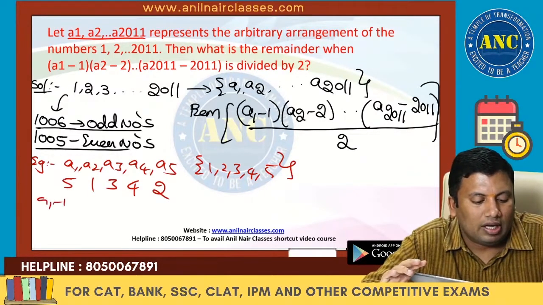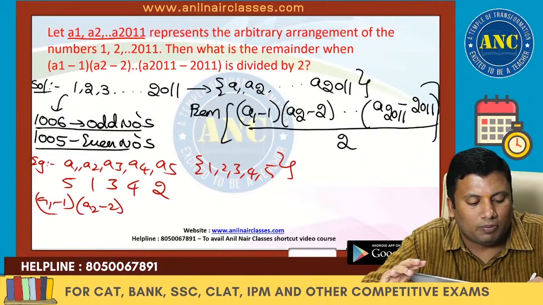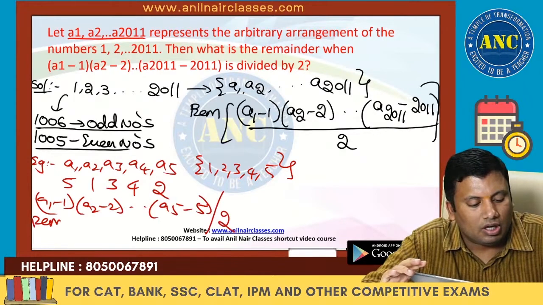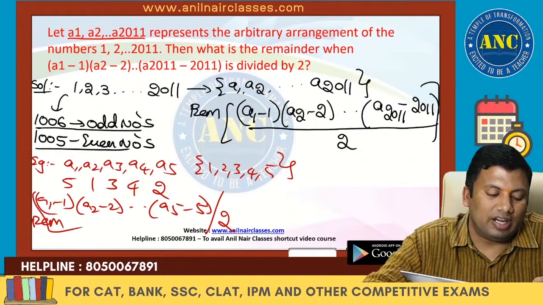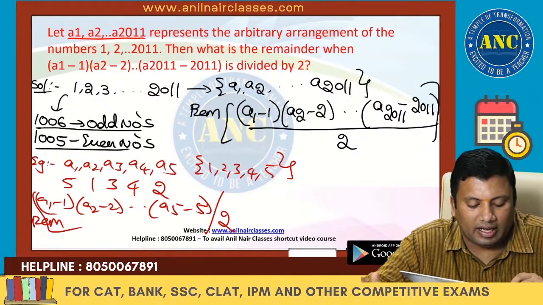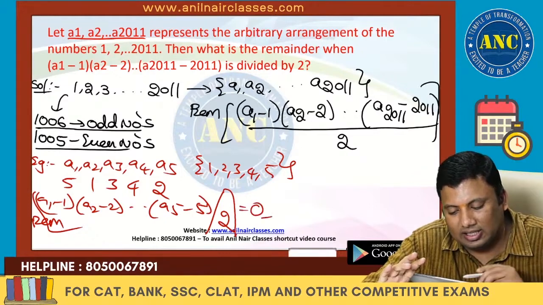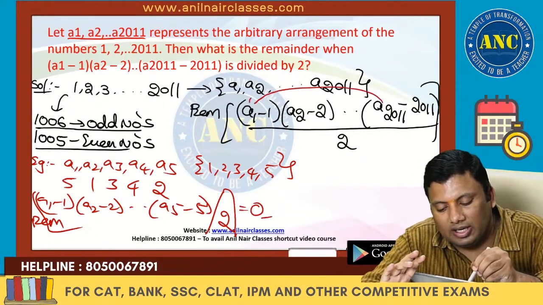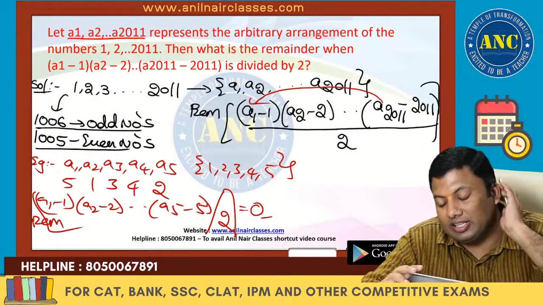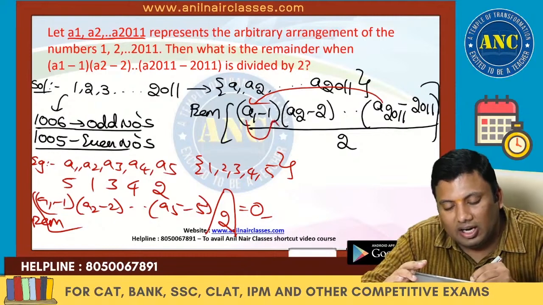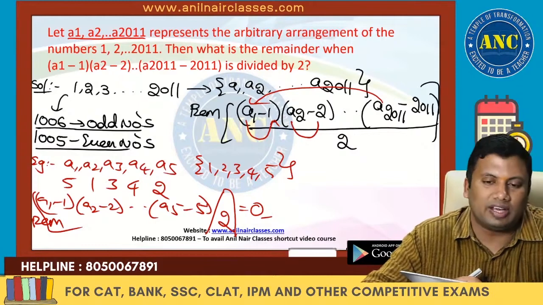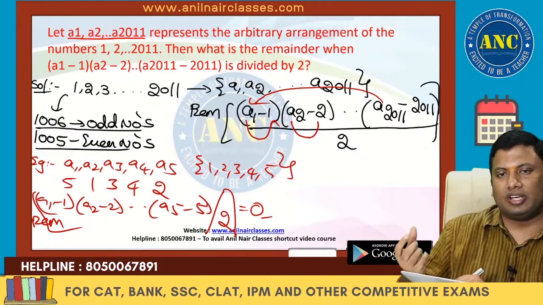Suppose I do A1 minus 1, A2 minus 2, up to A5 minus 5, and it is divided by 2. Now if you see here, 5 minus 1 is 4. 4 is an even number. Even into any number is even. Even divided by 2, the remainder is 0. Because there are 2011 numbers out of which 1006 are odd, there is a chance that I get odd minus odd, which is even, or even minus even, which is also even, depending upon which number you choose.